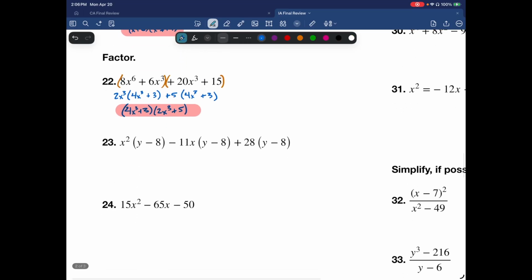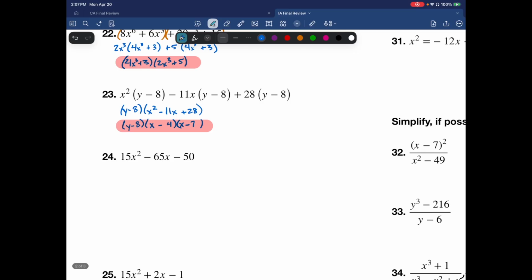Now, on 23, every term has a y minus 8, so I'm going to pull that out first. Put the pieces together. That's going to give me x squared minus 11x plus 28. And I can factor that. So the y minus 8 is going to hang out, and I'm going to factor this trinomial. X squared breaks down to x and x. My second sign is positive, so both signs are the same as the first. So I got minus, minus. All right, so I got what times what is 28 and adds to 11? That'd be 4 and 7. So that is my final answer.